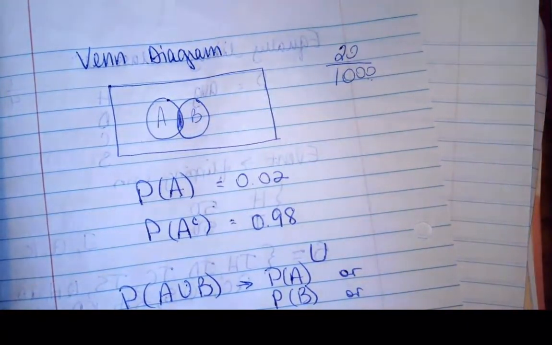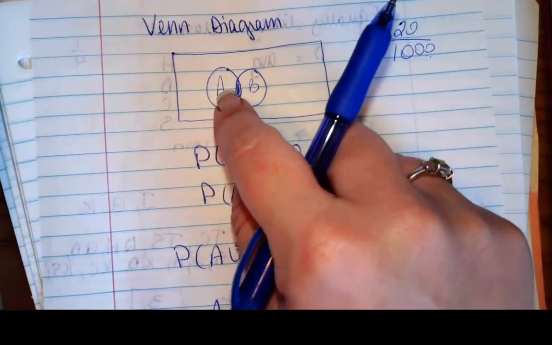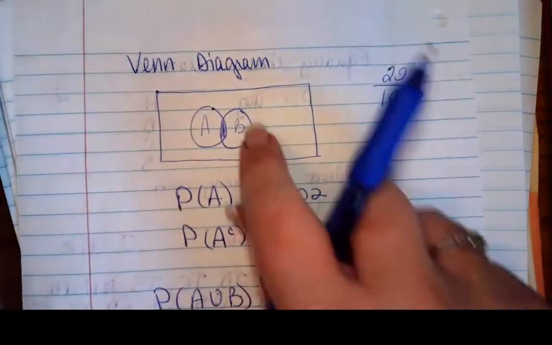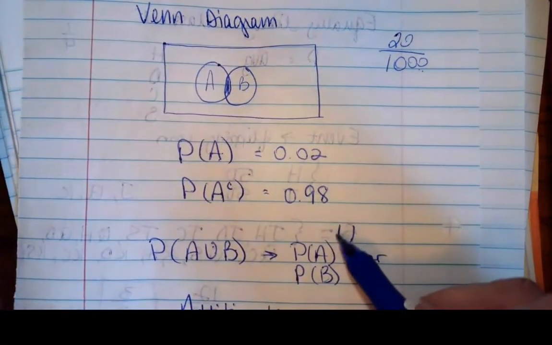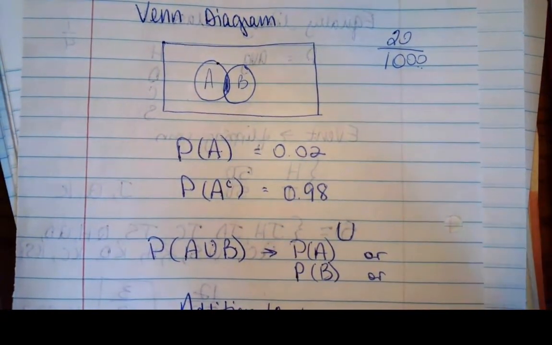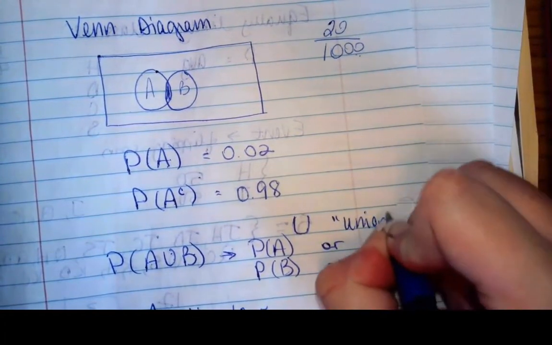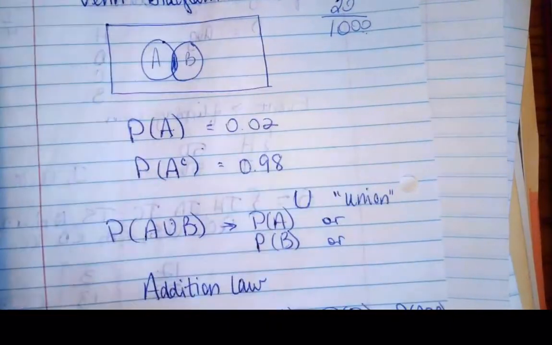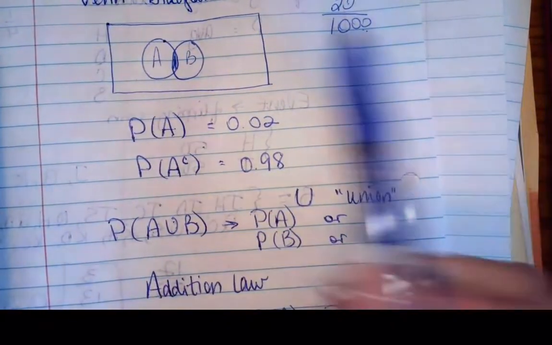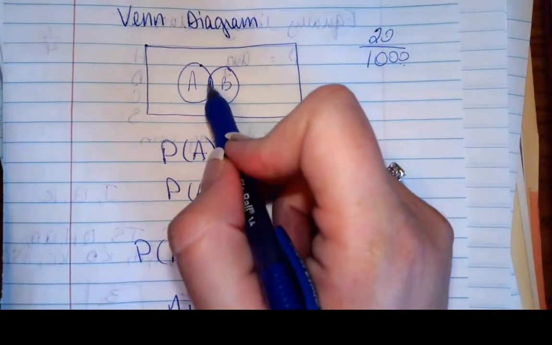So all you're doing is taking everything in A, which includes the overlap, plus everything in B, which includes the overlap, and then subtracting off the overlap so we're not counting stuff twice. The little U thing means union, and the word you're going to think of when you see the U or union is or. I'm okay with everything in those two bubbles. I can grab it from here, or from here, I'm okay with both, or I can grab it from the middle part.